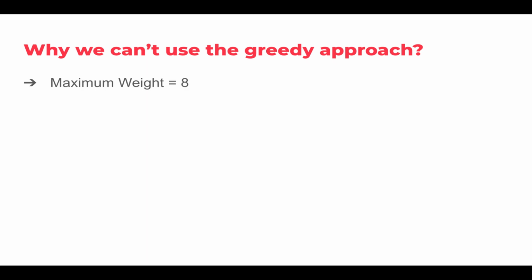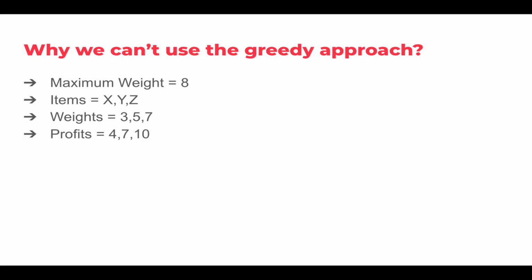So let's take an instance where we have a maximum weight of 8. I have items X, Y, Z, and the weights of the items are 3, 5, and 7. The profits you can make from the items are 4, 7, and 10. So of course, with the greedy approach, you have to do the profits versus weights. After computing this, I get 1.33, 1.4, 1.43. So pretty much similar to the numbers we had before. I just ignored one item there just to make my life easier.